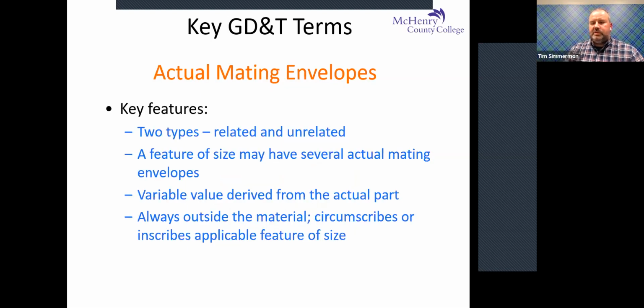Mating envelopes as well. As we talk through the reason we need GD&T, it's always because of assembly. If you're not assembling something, you don't have to worry about putting any GD&T on it because it's not going to mate up with another feature. So actual mating envelopes are how parts fit together. You have features of size that may have several mating envelopes. We'll talk about that because it'll be part of your homework for this week too. Depending on what the lower limit and the upper limit of the tolerance are will determine how your mating envelopes work.